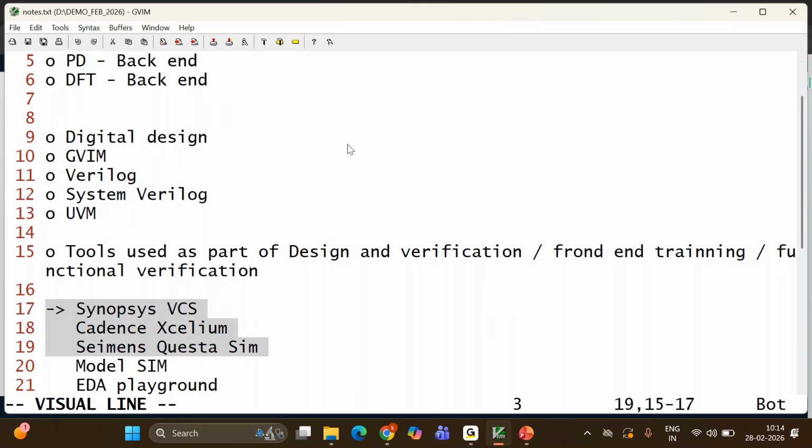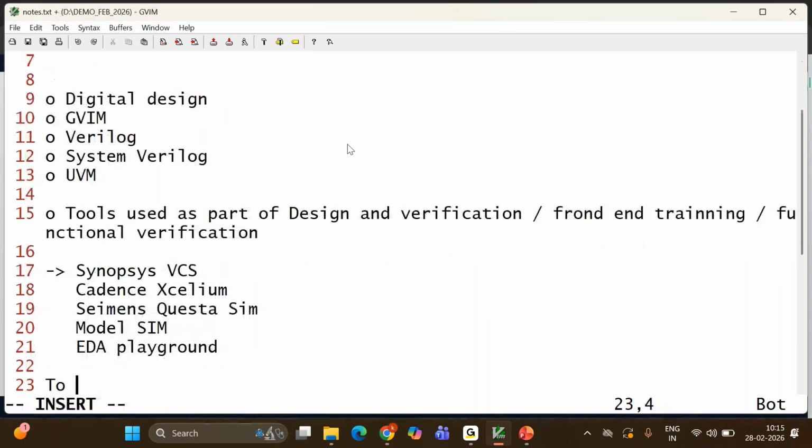Not needed actually. Why? Because once you are thorough in the subject, learning a tool hardly takes 2 days to 7 days. Maximum 1 week. Very minimum is 2 days to learn a tool. Basically, what you should learn in a tool is how to run the code, to run a simulation.